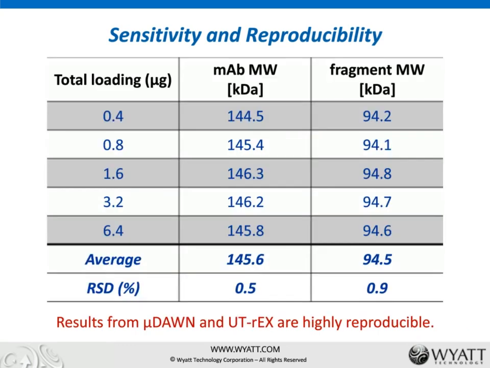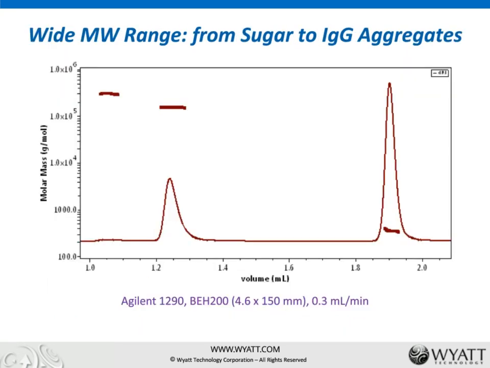We also tabulate the results of the molecular weight for those two proteins here. And as we can see, the relative standard deviation is less than 1%, indicating those detectors are highly reproducible and robust. We all know light scattering detectors are very sensitive to large aggregates because light scattering sensitivity increases with molecular weight. But how about for the low molecular weight end? So let's take a look at this IgG sample.